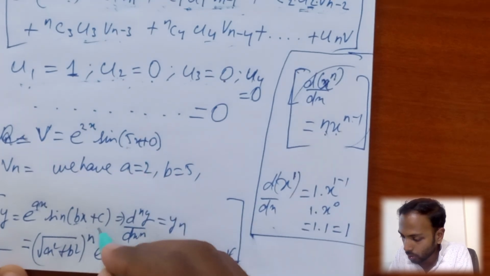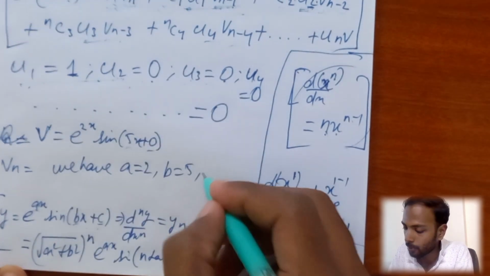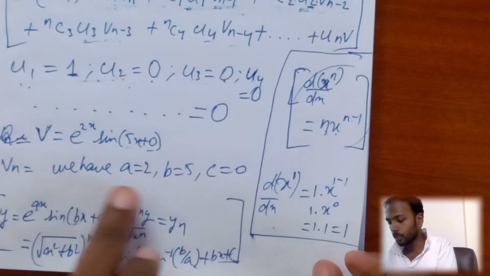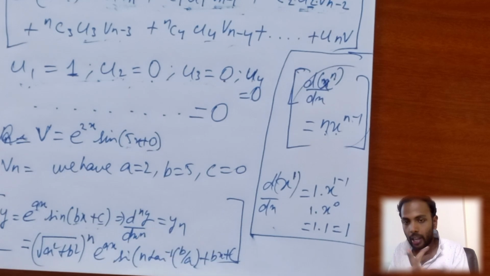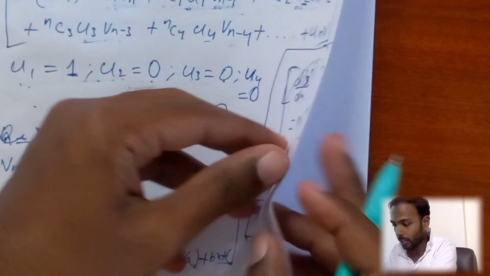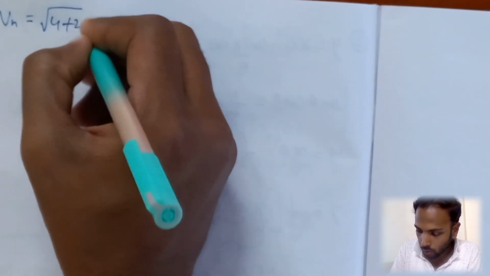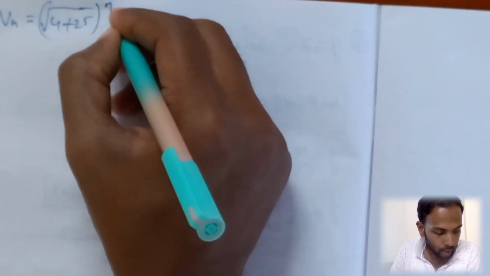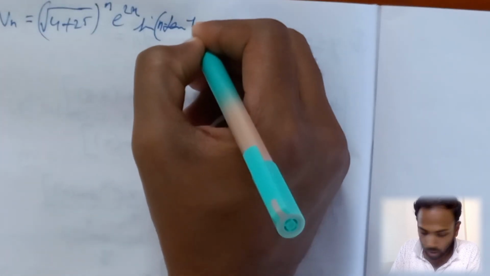So in place of c now we have 0. This is just to make this in this form so that you can apply it comfortably. We have a, we have b, we have c. Put a, b, c in this formula and find the nth derivative of v, find vn. So I'm just going to quickly substitute here and directly write vn. So vn would be root over 4 plus 25 to the power n, e power 2x, sine of n into tan inverse. Let me write it directly, okay?